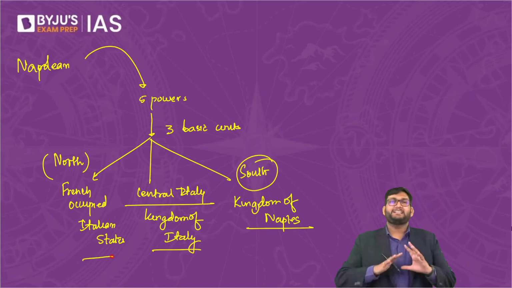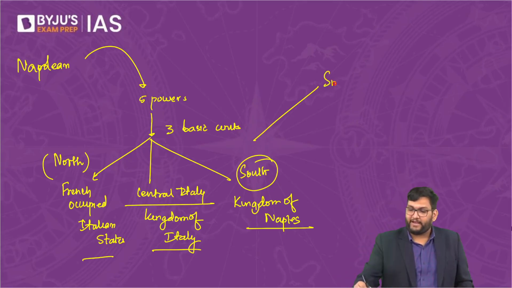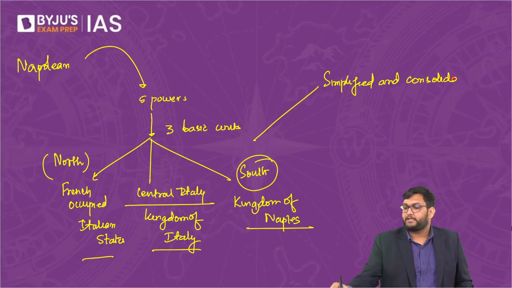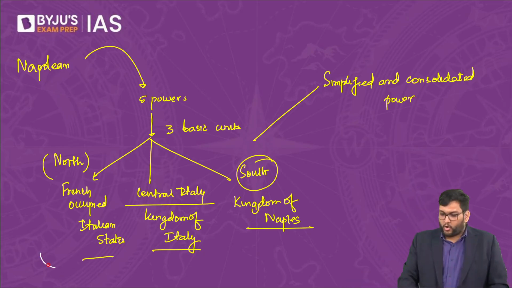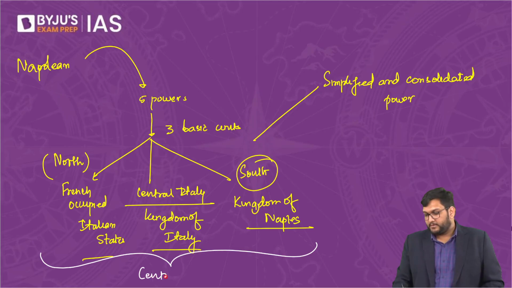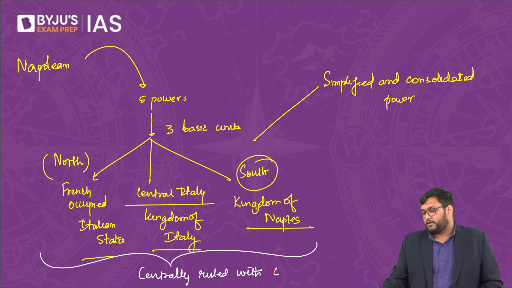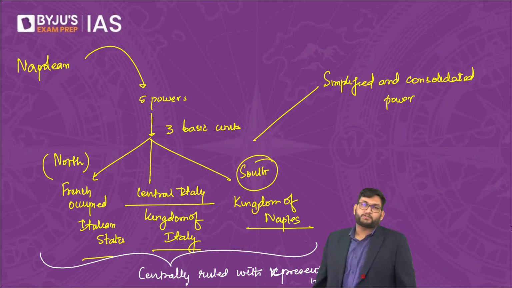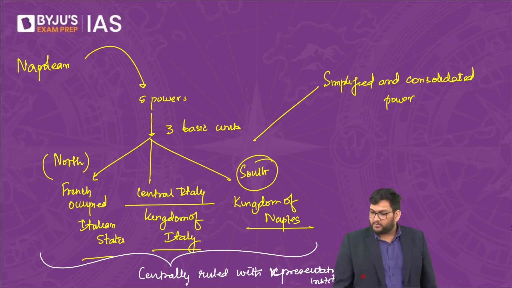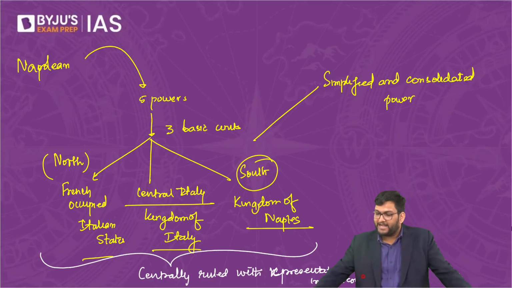Now, whilst he did this, he simplified and consolidated power. But what he really did was, all 3 were centrally ruled with representative institutions. Italy recognized as a whole country occupied by different powers. Italy was named only after unification.